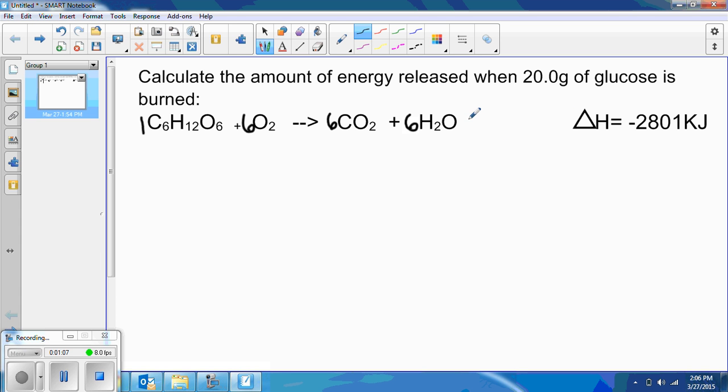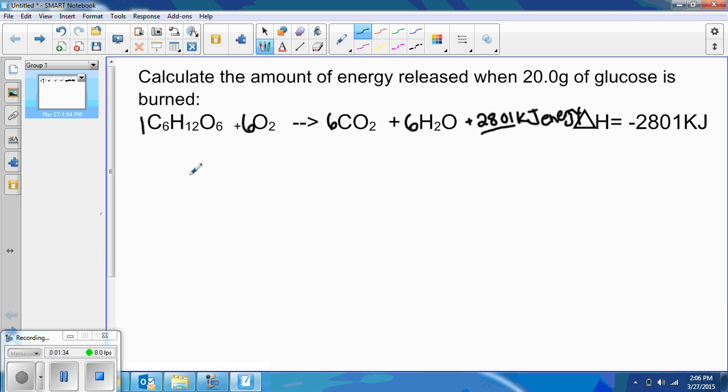So I'm going to show 2,801 kilojoules of energy. So just like we have a coefficient for oxygen indicating I've got 6 moles of oxygen, the 2,801 kilojoules of energy, this is like the coefficient of energy. So we're going to use this value as if it were a coefficient in our mole ratio.